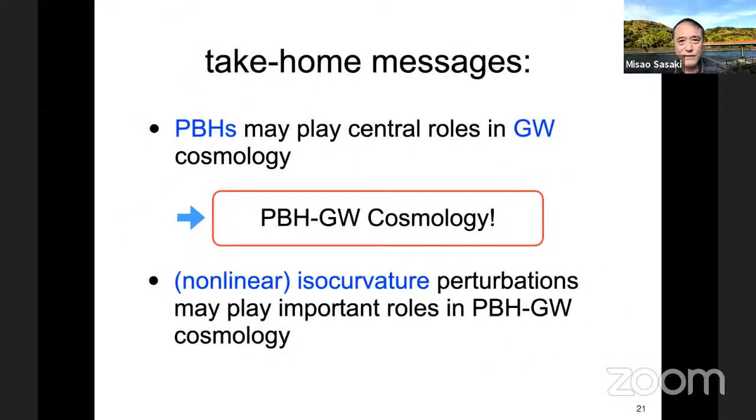And here's the take-home message: the primordial black hole may play very important, interesting roles in gravitational wave cosmology. In particular, there are vast areas which are unexplored, which is how the primordial black hole formation happens due to some nonlinear, or maybe linear, isocurvature perturbations. Okay, thank you very much.